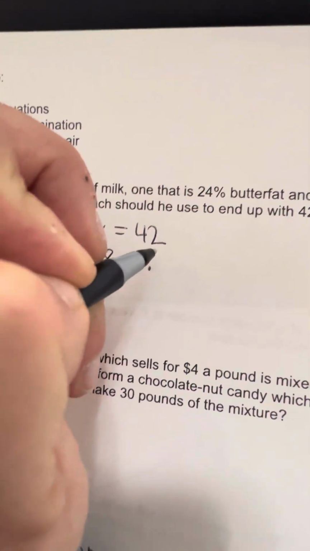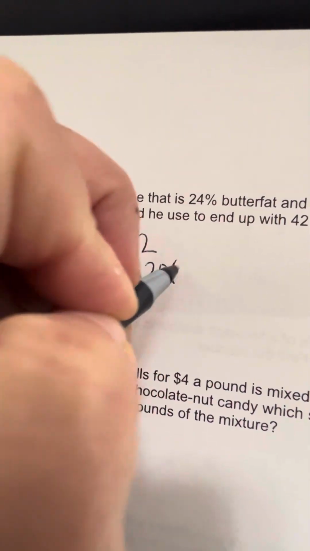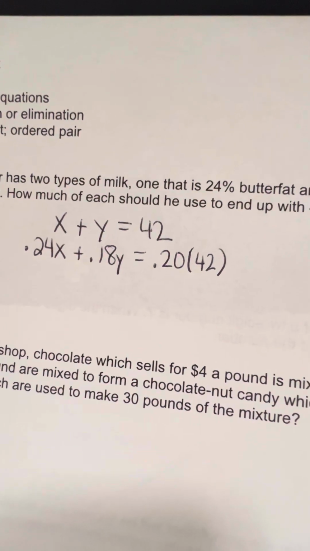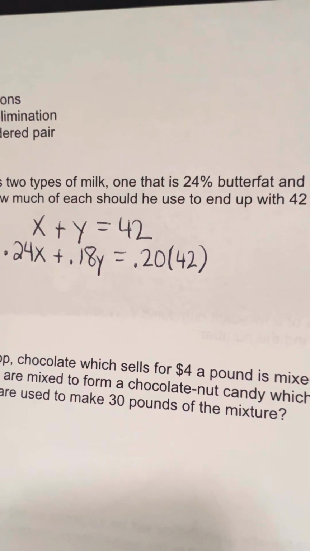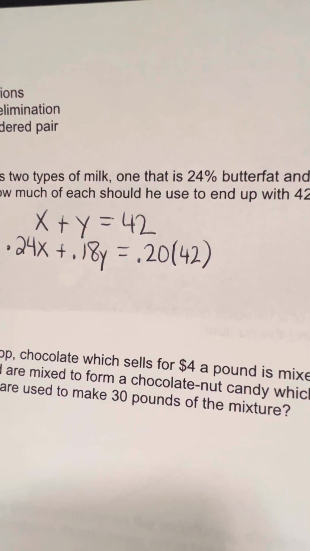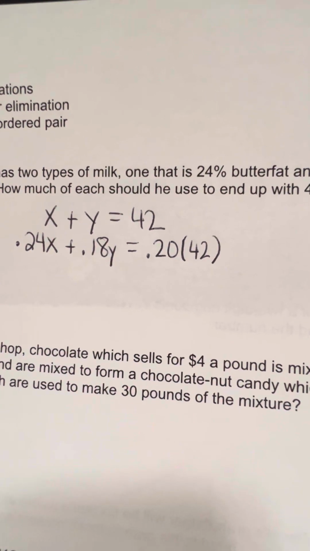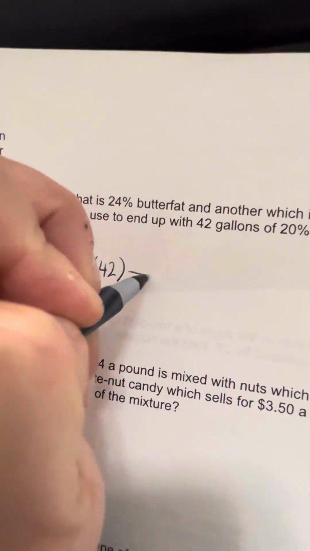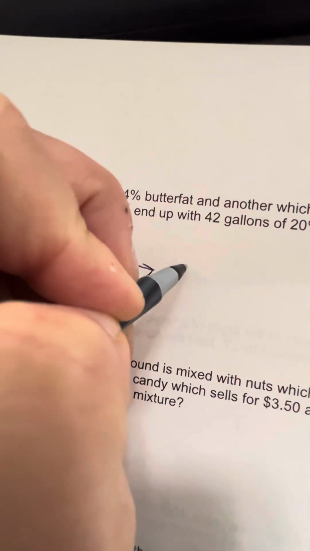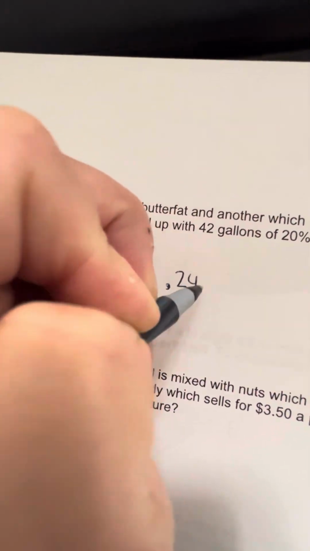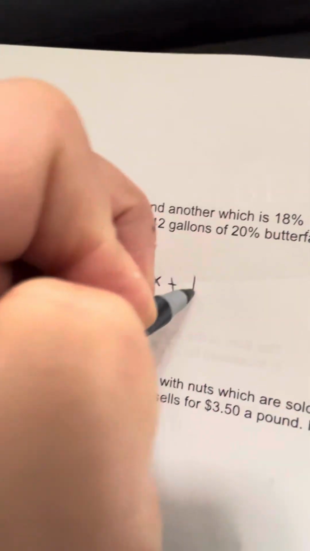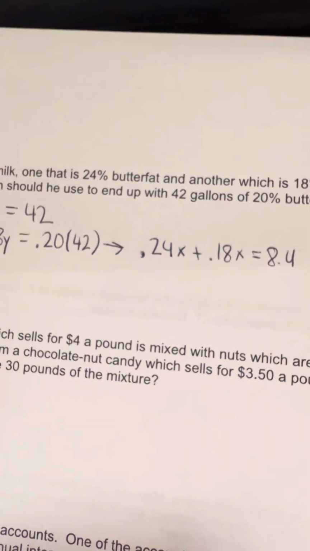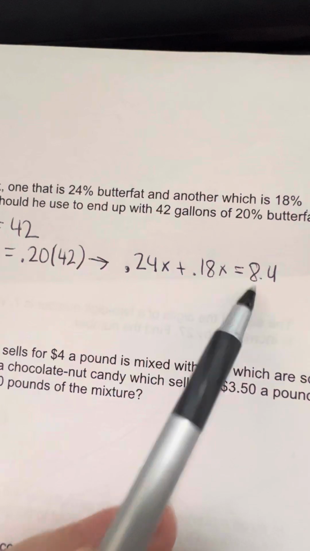So we're going to do 0.20 times that 42 gallons. When I do that combination, I am going to end up with 42 times 0.20. That ends up being 8.4. So I am just going to rewrite this, and I'm actually going to do elimination on this problem. I'm just going to evaluate that 20% of the 42, which is 8.4 here.